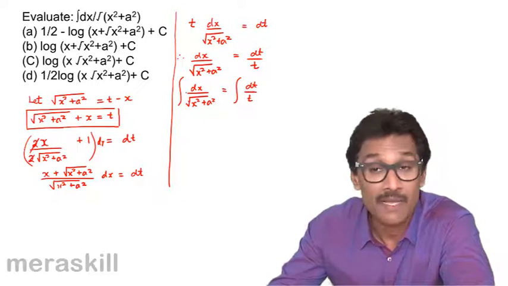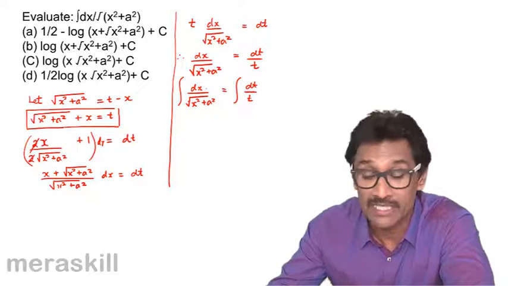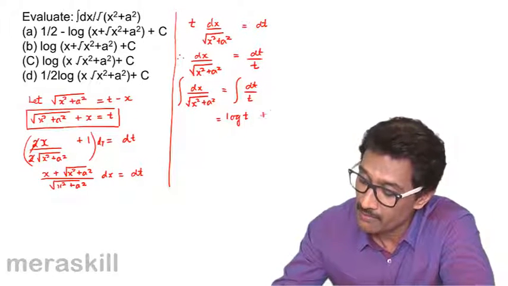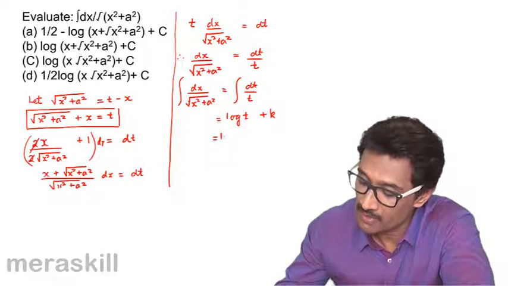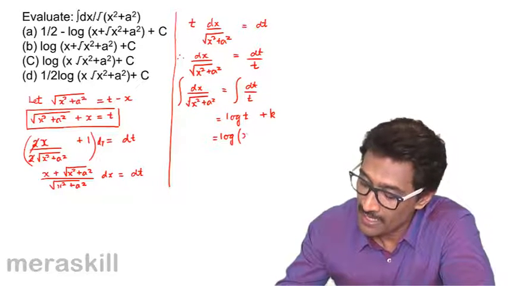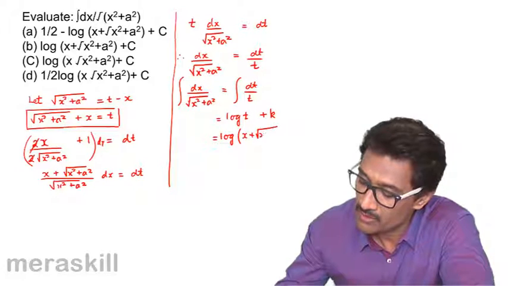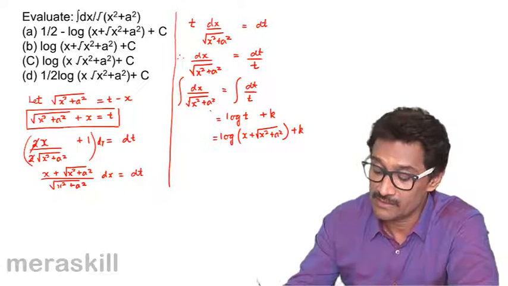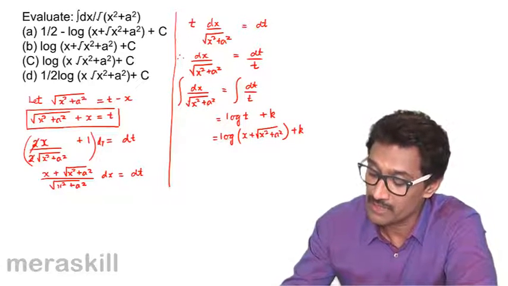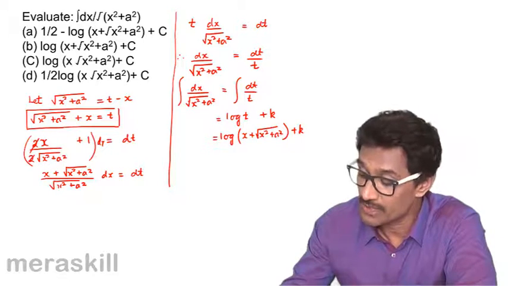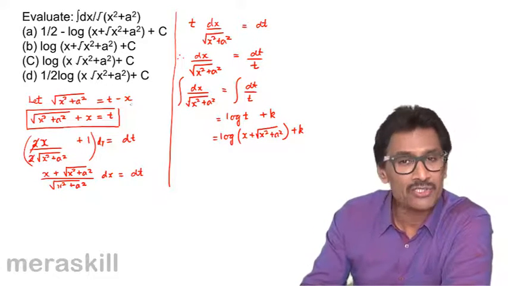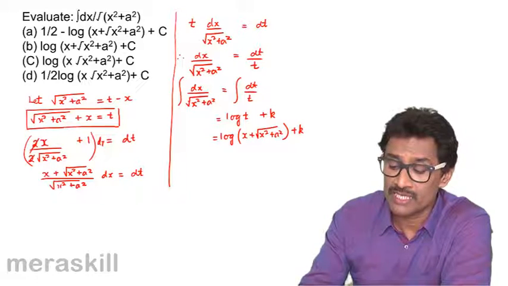Now back to our question, this is the value we need to find. So now this is going to be nothing but log t plus k. Now t is nothing but x plus root of x square plus a square. So ultimately the integral of dx upon root of x square plus a square is nothing but log of (x plus root of x square plus a square) plus k.